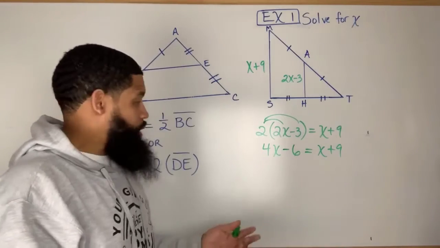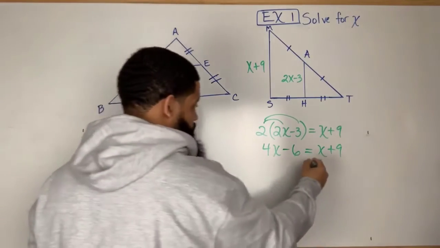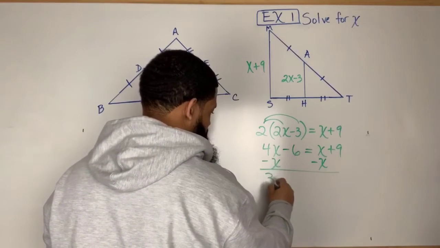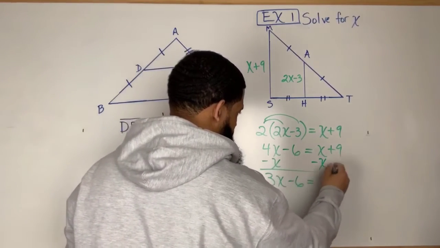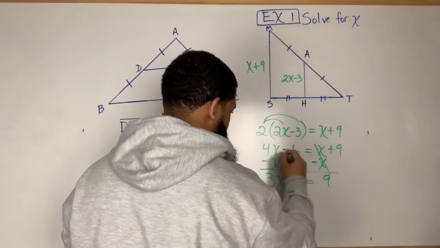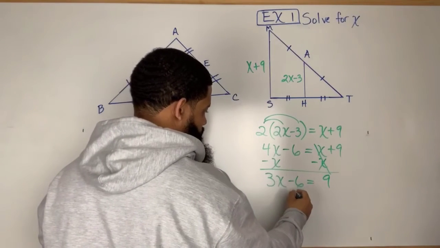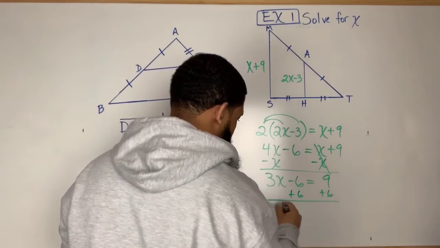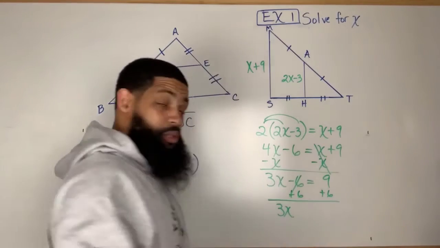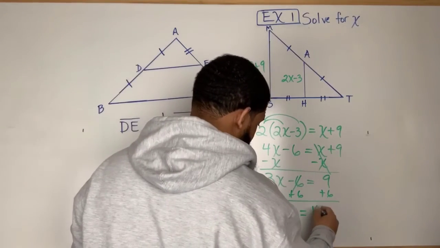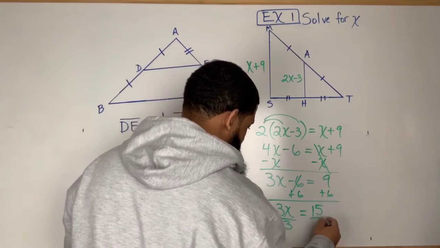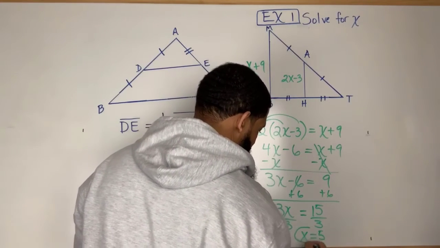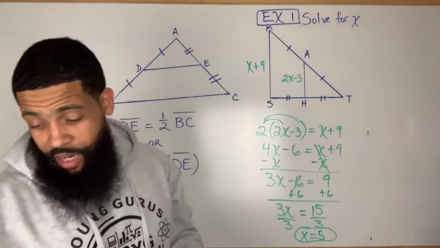Now this is just a regular multi-step equation. We solve for x. Subtract x on both sides, that gives me 3x minus 6 is equal to 9, because that cancels. Then I'm going to simply add 6 to both sides. That gives me 3x equals 15. Divide by 3, and x is going to equal 5.